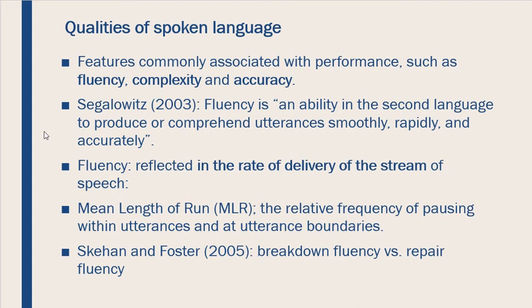Then finally, Skehan and Foster divided fluency into two types: breakdown fluency and repair fluency. Repair fluency is when you think that you have said something which is grammatically wrong, or there is an error in semantics, or just the idea was totally wrong, so you try to correct what you have said. So that affects your fluency in some ways, because you have to stop and sometimes you have to think. So that's called repair fluency.